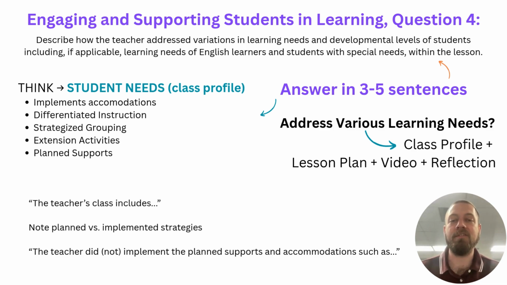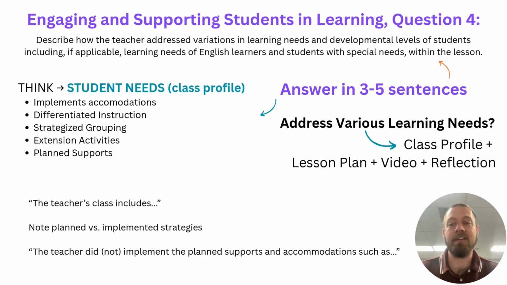Question number 4 from engaging and supporting students in learning. Describe how the teacher addressed variations in learning needs and developmental levels of students, including, if applicable, learning needs of English learners and students with special needs within the lesson. You're going to answer this question in 3 to 5 sentences, and you're going to address various learning needs within the answer. So it's important to take a look at the class profile and always start your answer with who is in the class before you talk about how the teacher addressed those students.